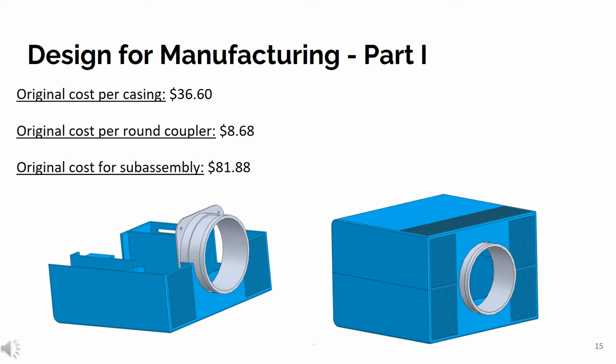For the design for manufacturing section, our first selected part was the left-hand casing, with a total cost estimation, using the equation reviewed in class for a plastic injection molding part, of $36.6 per part. Assuming that the right-hand casing is symmetrical, the total cost estimation is also $36.6 per part. On the other hand, the hot round coupler total cost estimation is $8.68. Therefore, these three parts of the assembly have a total cost of $81.88.